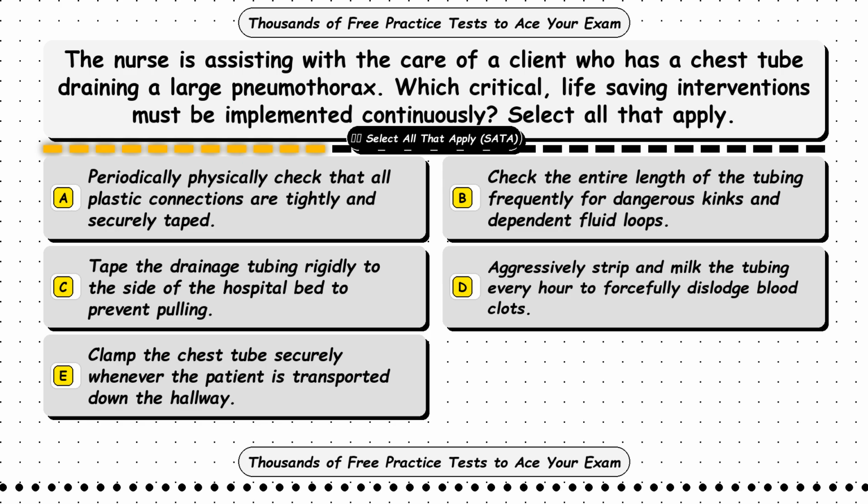Option A. Periodically physically check that all plastic connections are tightly and securely taped. Option B. Check the entire length of the tubing frequently for dangerous kinks and dependent fluid loops. Option C. Tape the drainage tubing rigidly to the side of the hospital bed to prevent pulling. Option D. Aggressively strip and milk the tubing every hour to forcefully dislodge blood clots. Option E. Clamp the chest tube securely whenever the patient is transported down the hallway.